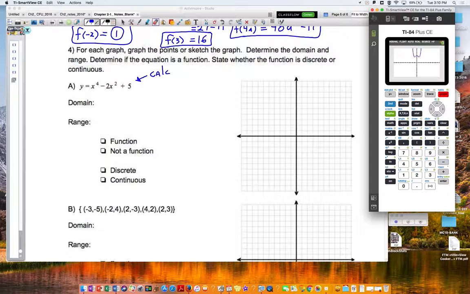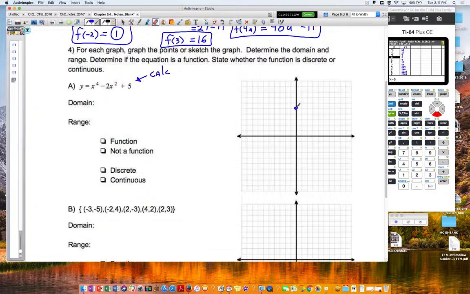Now when I graph it, I'm starting to see a little bit more of what my graph looks like. It kind of looks like a W here. So I'm going to go to my table here. Notice at 0, 5, I'm going to put a point. At negative 1, it drops to 4, and positive 1, it drops to 4. Then all of a sudden at 2, it's at 13. So 13 way up here.